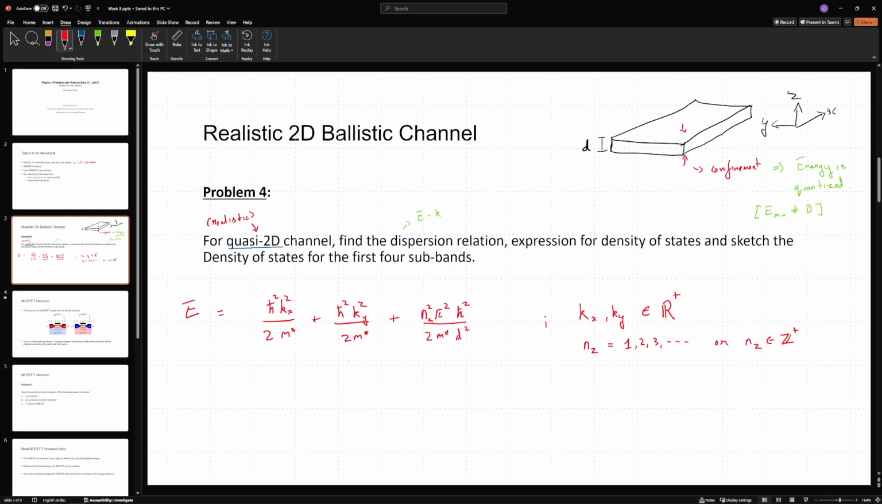Now, this is the dispersion relation because there is an E and it's related to K and the NZ. So I can also additionally write E is equal to some function of Kx, Ky, NZ. So this is my dispersion relation. So part one of this problem is done.